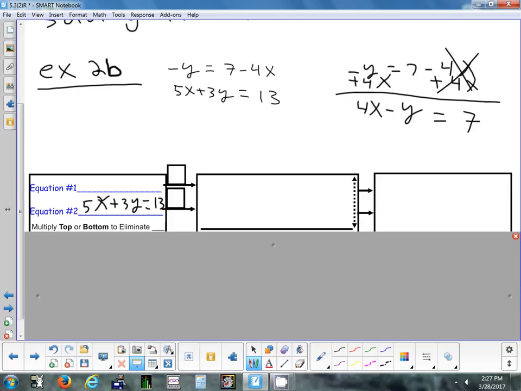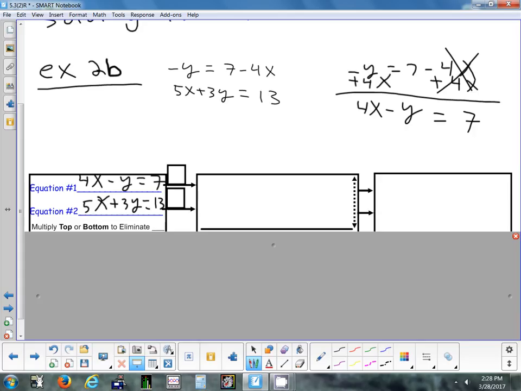4x minus y. Does everybody agree with that? Yes, perfect. 4x minus y, okay, n equals 7. So anytime you put something in box 1, stuff should already be lined up. Don't ever put anything in these boxes that's not lined up.